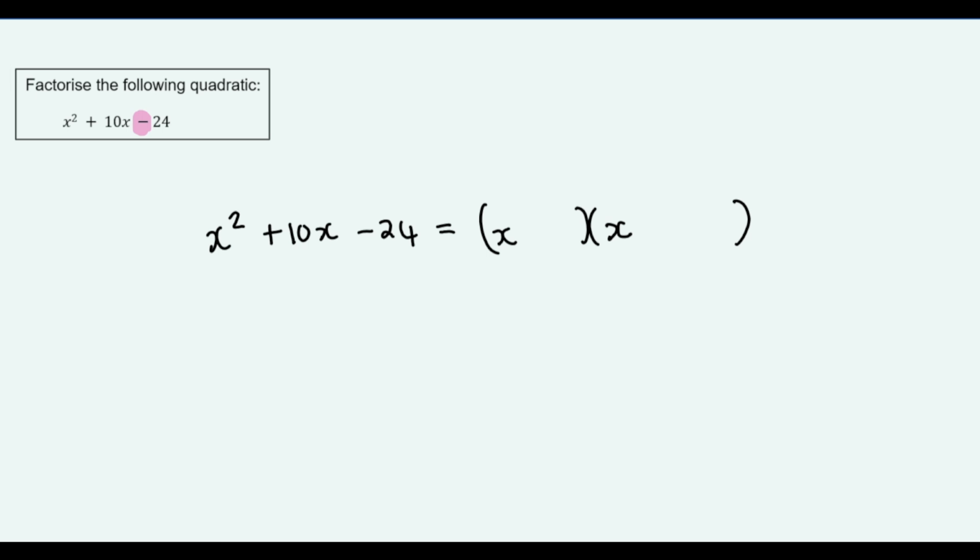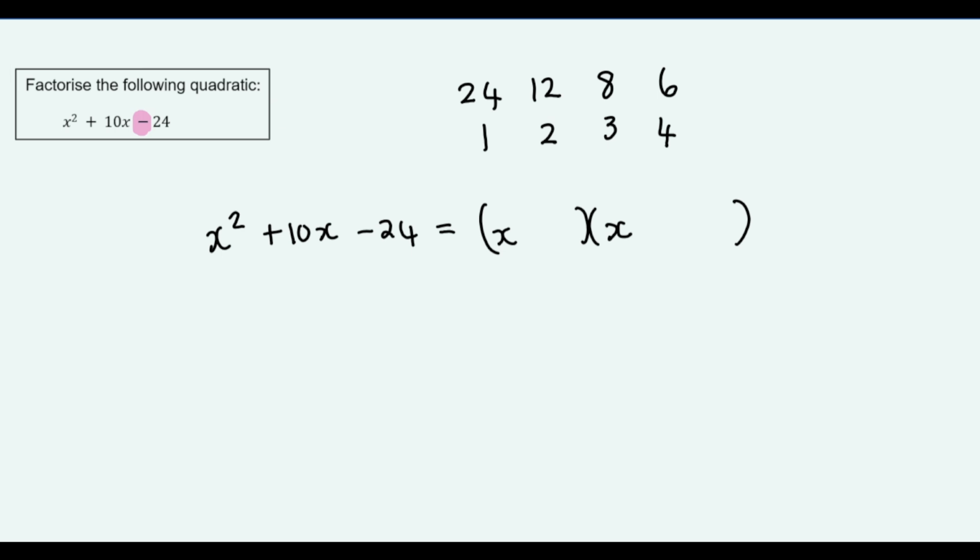Now, let's write down the factors of 24. It's 24 and 1, 3 and, I missed one, 2 and 12, 3 and 8, 4 and 6. I'm always writing the largest one at the top.